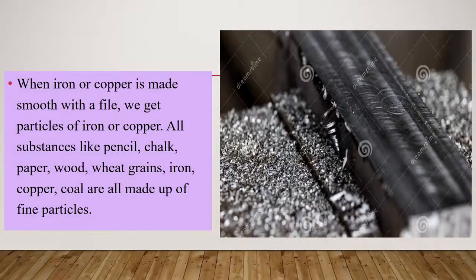Now here you can see when iron or copper is made smooth with a file, we get particles of iron or copper. Here you can see small fine particles of iron and copper, iron mostly. You are able to see a few more examples in your house also related to how substances are made up of small tiny particles. A very simple example is that of wheat grains.